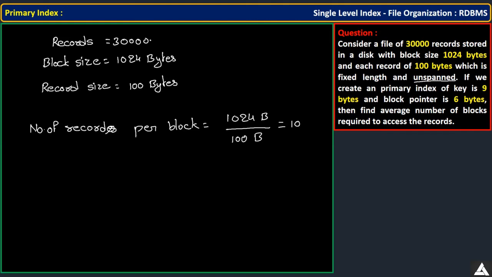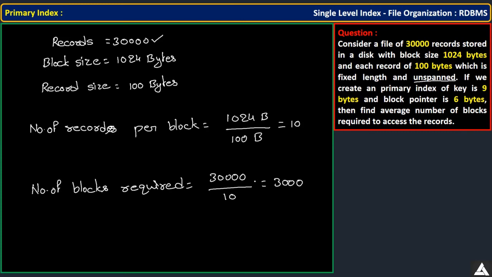Now, total how many records do we have? 30,000 records. If you place 10 records in one block, how many blocks are required? Total records are 30,000 and the number of records per block is 10. So 3,000 blocks are required for storing these 30,000 records. That is one simple thing we have to understand.